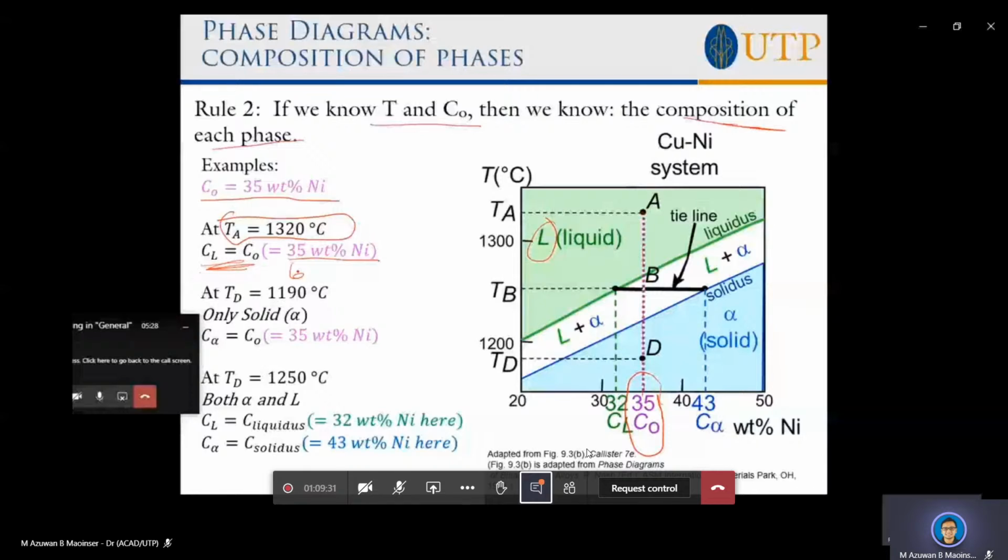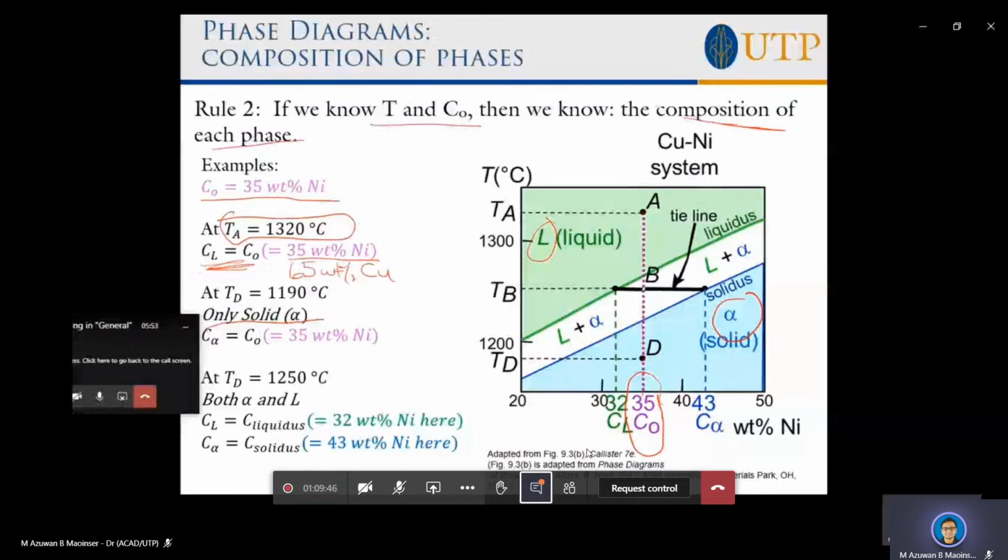And then at TD, let's say you are at TD. At TD, what are you? You are actually just total solid. Only solid is present at that point. What is the composition of the solid?